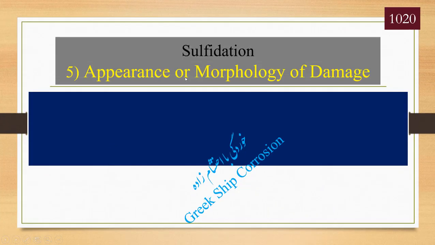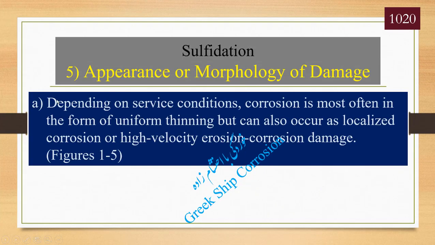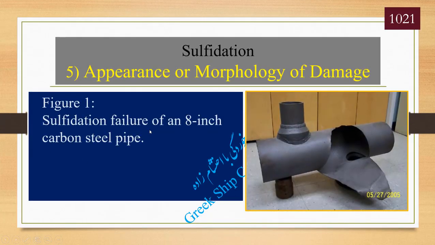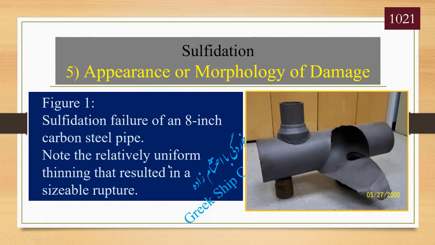5. Appearance or morphology of damage. A. Depending on service conditions, corrosion is most often in the form of uniform thinning, but can also occur as localized corrosion or high-velocity erosion-corrosion damage. Figures 1 to 5. Figure 1. Sulfidation failure of an 8-inch carbon steel pipe. Note the relatively uniform thinning that resulted in a sizable rupture.